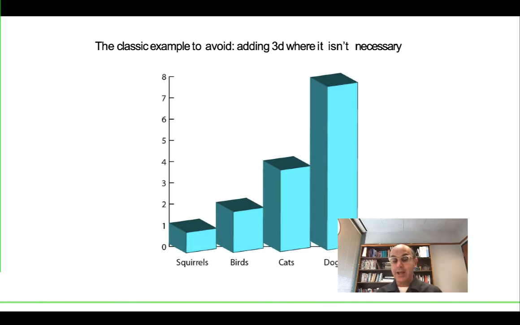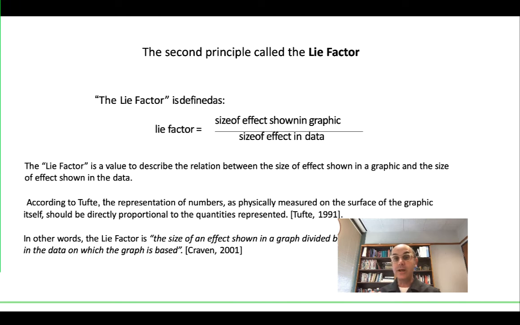The 3D, according to our textbook, is something we try to avoid. Try not to have 3D because it's not ideal. The issue of Lie, according to Tufte, is the size of the effect. I did not do editing to this PowerPoint, but when you download the PowerPoint, it will be fixed.